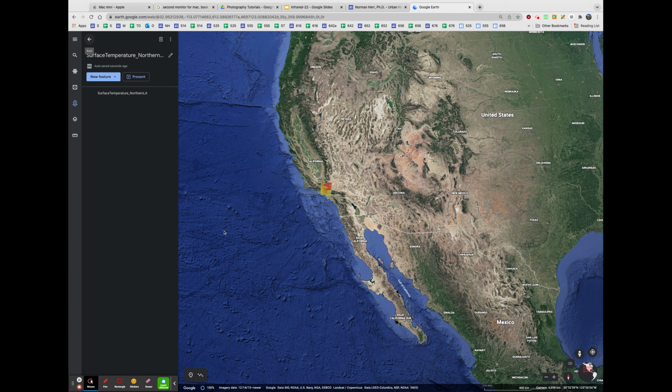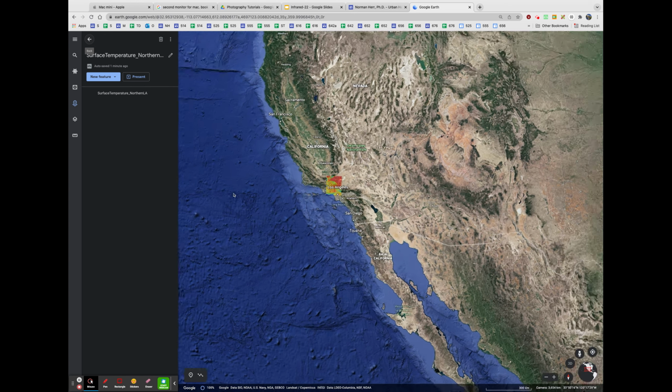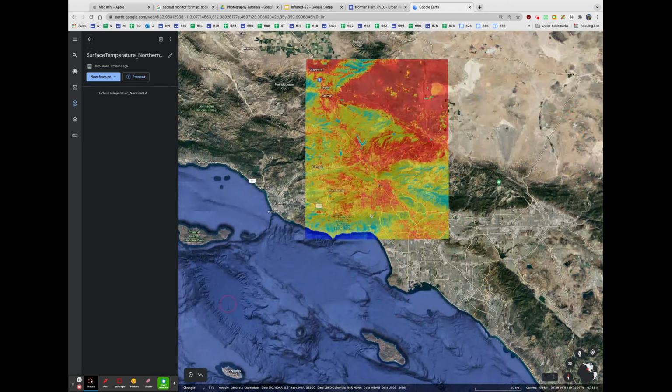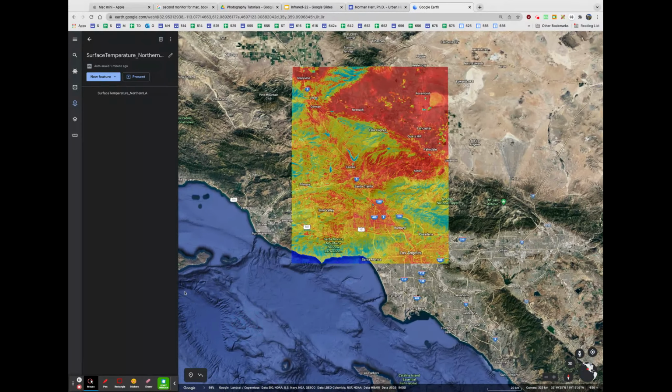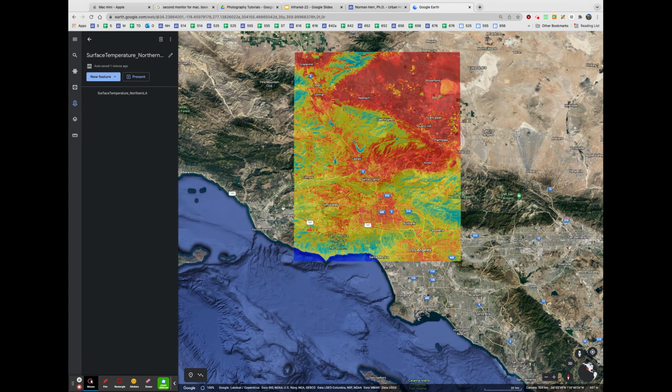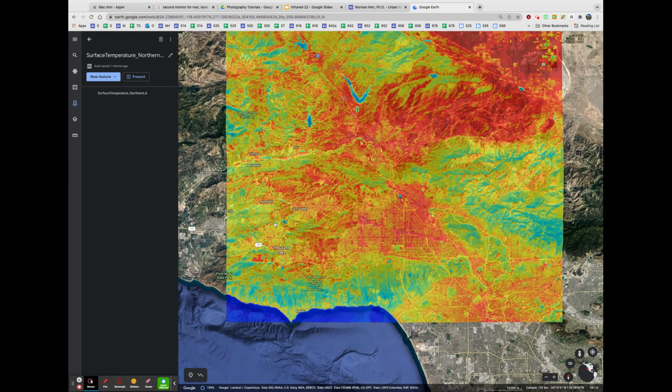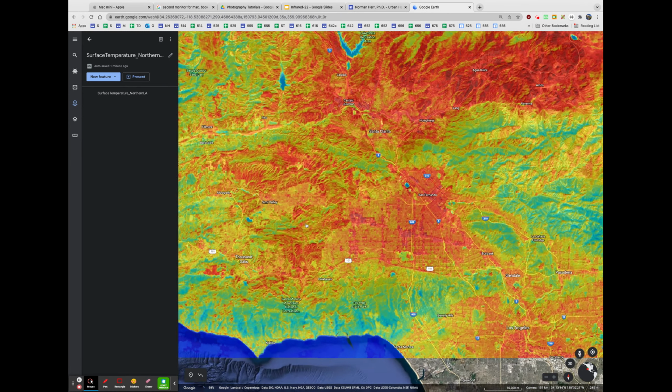What I've done is I've already imported into Google Earth an image of northern Los Angeles County here. And if you zoom in right here, you can see that that is the infrared image. Let's go in and start looking at some details. So Cal State Northridge is right about here.